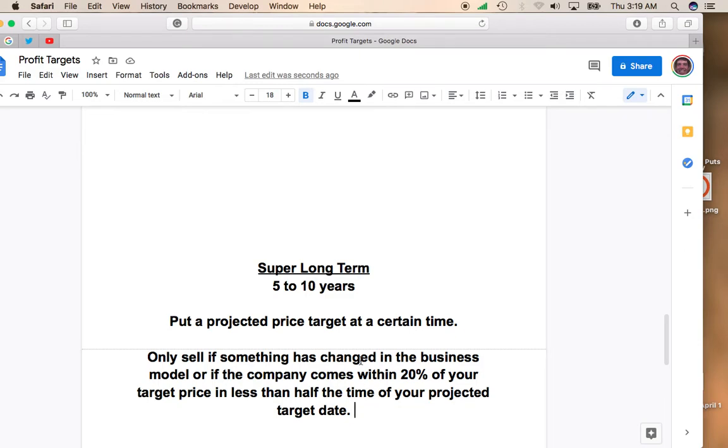So let's say you have a company that you buy into that's a $1 billion company, and you feel like this company is going to be worth $10 billion in 10 years, and after 5 years it's worth $8 billion. Well, you might as well just take your money off the table, because why hold a stock for the next 5 years to get that other 20% return? You've already made 8 times your money in 5 years. Might as well just take the money off the table. So this is my favorite, super long term.